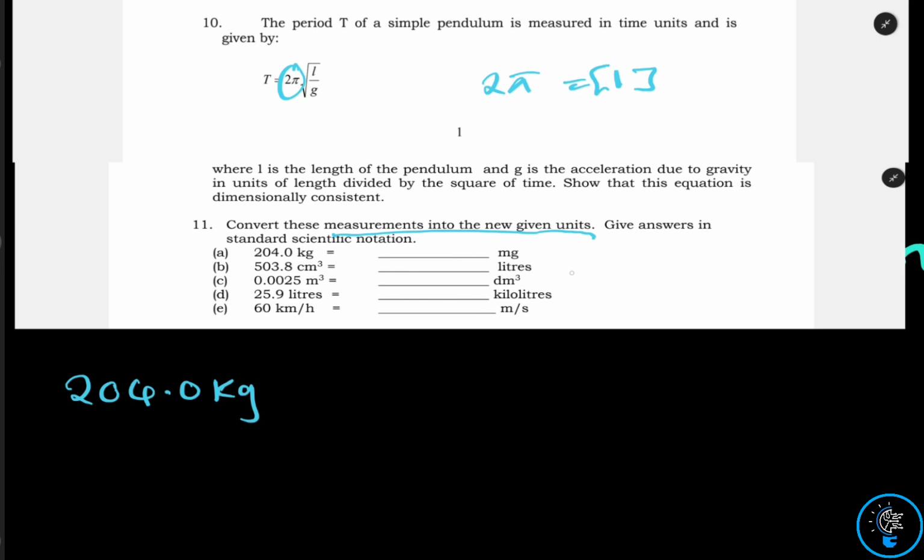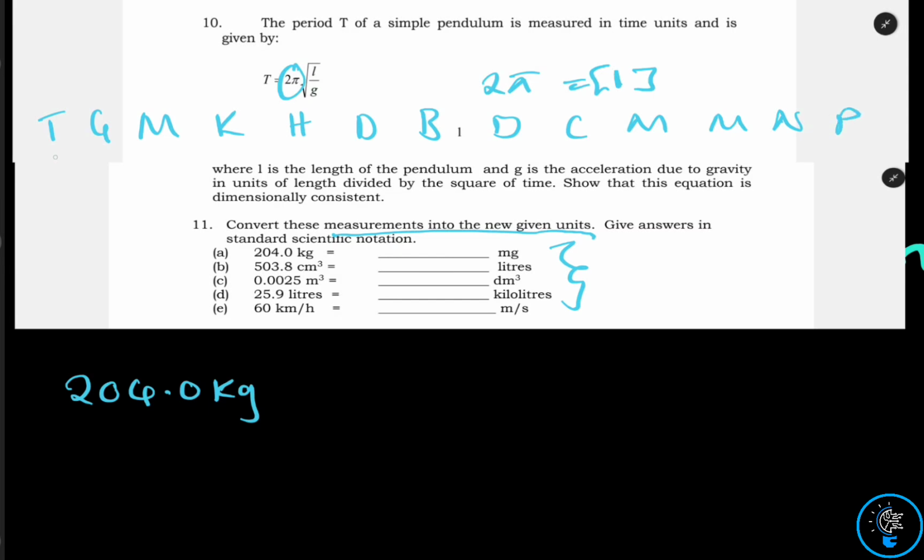To do any kind of conversions of this kind, you need to know what we call the metric system. Under the metric system, we have this mnemonic: the great mighty King Henry died by drinking chocolate milk Monday night.